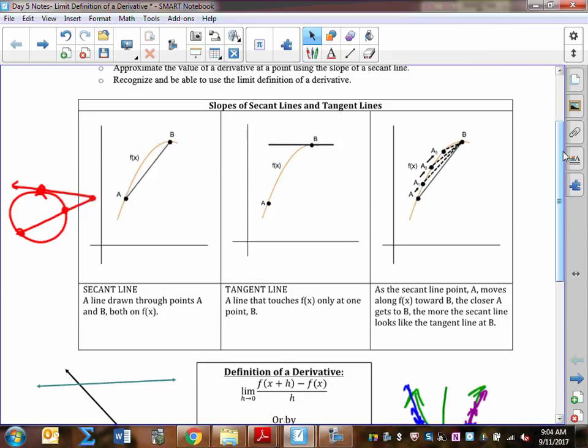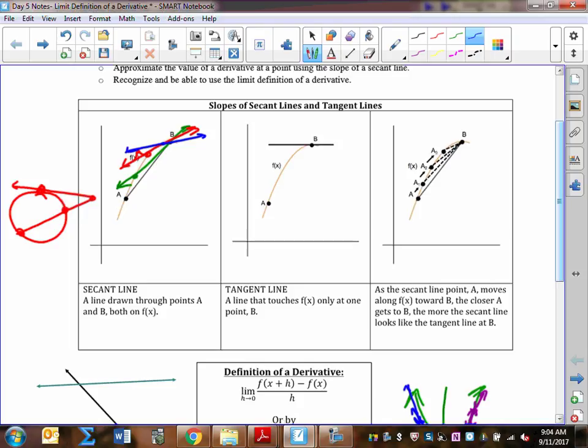Now, if I take that secant line, if I get point A and I move point A closer to point B, and then I draw my secant line again. And then I draw it again even closer. And draw that secant line again. And then move it even closer. And again, draw that secant line again. Would you agree that as I move my point A closer to point B, that secant line gets closer and closer to my actual tangent line?